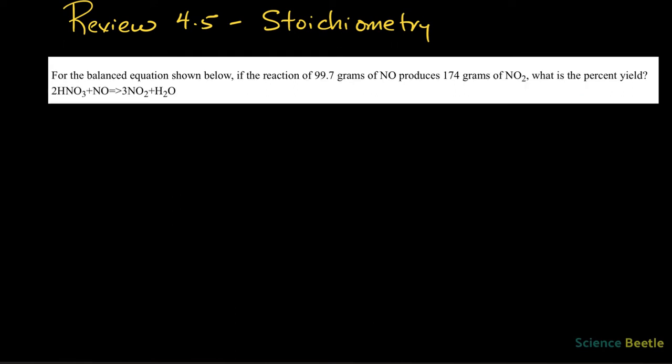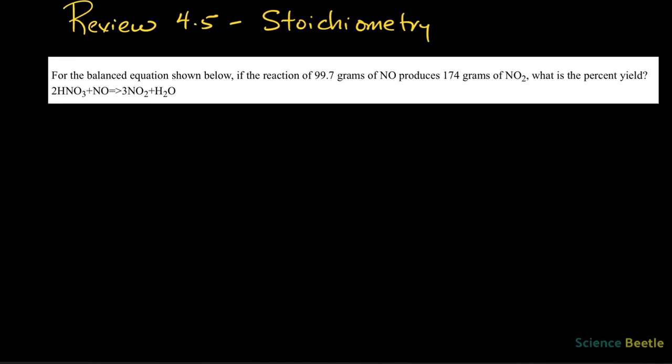So here is a percent yield problem. Let's take a look at this. We've got a balanced reaction at the bottom, and they're telling us that we have 99.7 grams of nitrous oxide, one of the reactants on the left-hand side. It produces 174 grams of NO2, nitrogen dioxide, over here on the product side, and they're asking us what is the percent yield.